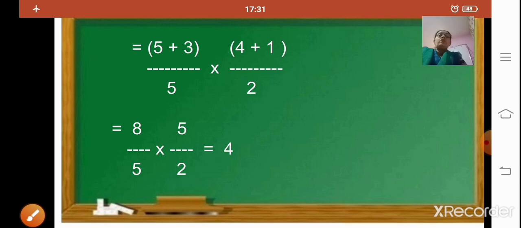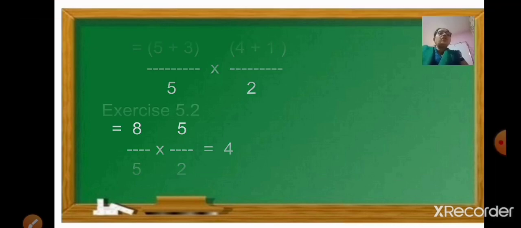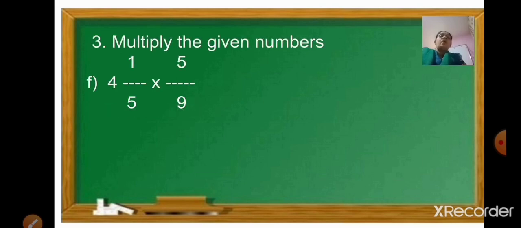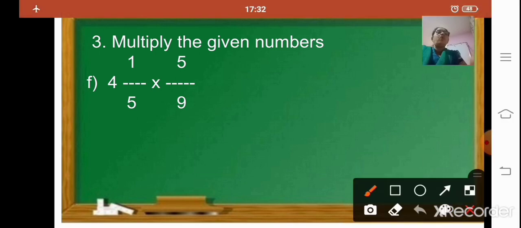So the only thing you have to keep in mind is, if it is a mixed fraction, you have to convert it into improper fraction. So let us continue with our exercise sums. Exercise 5.2. Children, you have to do it in your notebook. Now here in exercise 5.2, the third one, that is multiply the given numbers. Now here children, the first one is 4 whole 1 upon 5 multiplied by 5 upon 9.